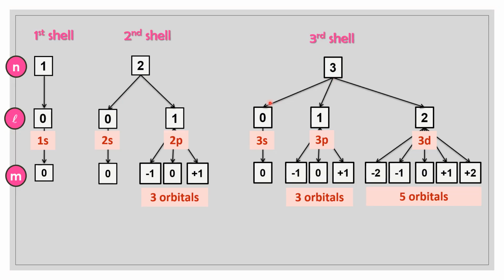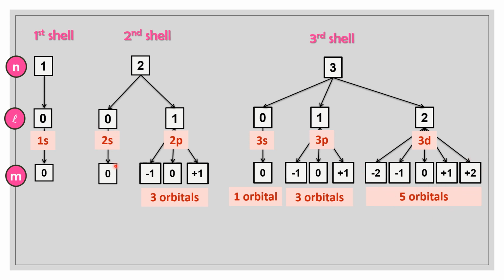When n is equal to 3, L is equal to 0, this is 3s orbital. 3s orbital, value of M dia ada 1, so that means it has only 1 orbital. Jangan pula ingat bila M equal to 0, dia tak ada orbital. Kita bukan tengok value of M dia apa, kita tengok value of M dia ada berapa. Kalau ada 1 value of M, 1 orbital. Ada 3 value of M, 3 orbital. Ada 5 value of M, 5 orbital.